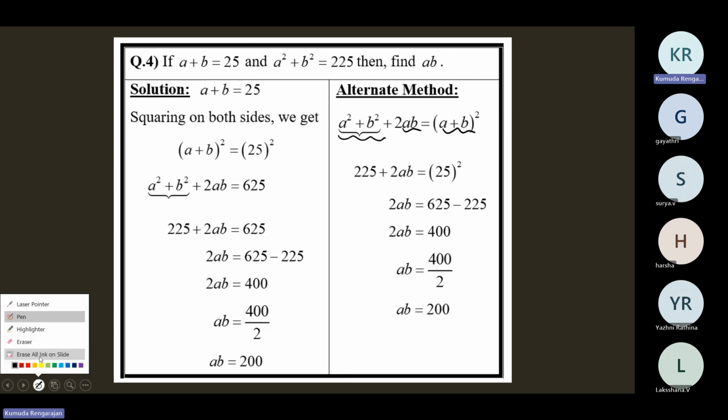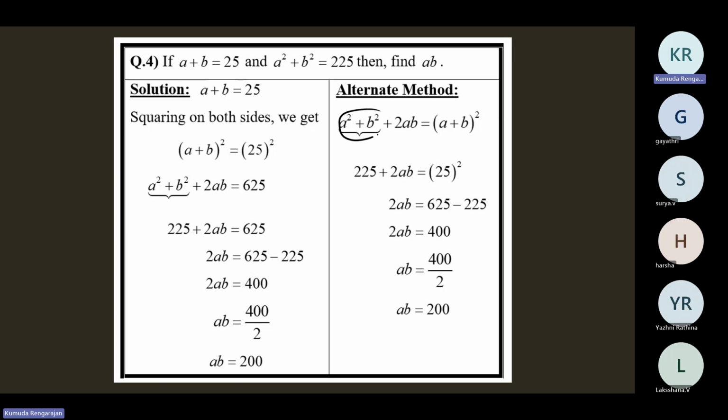See, these are three expressions in the question. a square plus b square, ab, what we have to find, and a plus b.